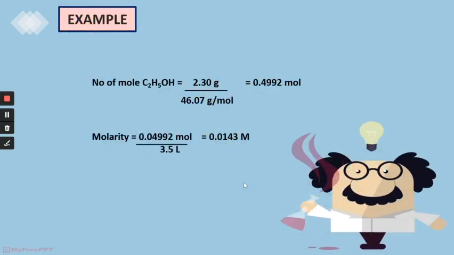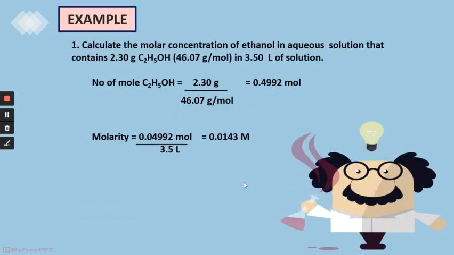Look at the example. Look at the question. Calculate the molar concentration of ethanol in an aqueous solution that contains 2.030 gram C2H5OH in 3.5 liter of solution. And you get the question. So make sure you are able to identify what the question is and what information is given. So in this question, you are to calculate the molar concentration of ethanol.